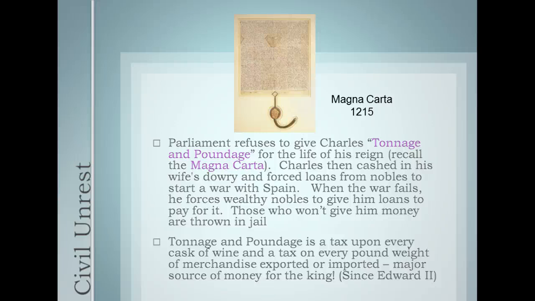So for every pound that you export or import, you pay a tax, and this is called tonnage and poundage. And so the kings had really used this to their advantage to pay for a lot of things, but they deny it to Charles. And Charles is going to be getting into a lot of wars, and he's going to need a lot of money. So he uses his wife's dowry. I love this. He forces the nobles to give him loans so he could start a war with Spain. And then when he loses, he forces them to give him another loan to pay for it. And when they won't give him any money, he throws them in jail. So, way to go, Charles.